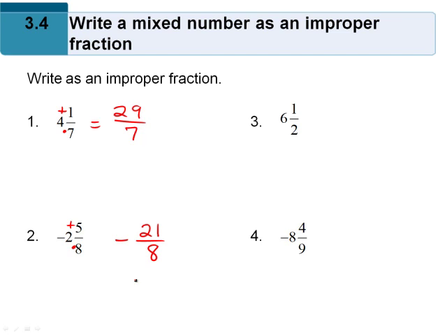Okay? 6 1/2. You multiply and add. 2 times 6 is 12, plus 1 would be 13/2. Notice that denominators stay the same on all of these. Okay? And number 4, once again, don't worry about the negative. You can stick it on at the end. In fact, if you want to go ahead and just write the negative there on your answer, that's fine. Multiply 9 times 8 is 72, plus 4 would be 76/9. So -76/9.